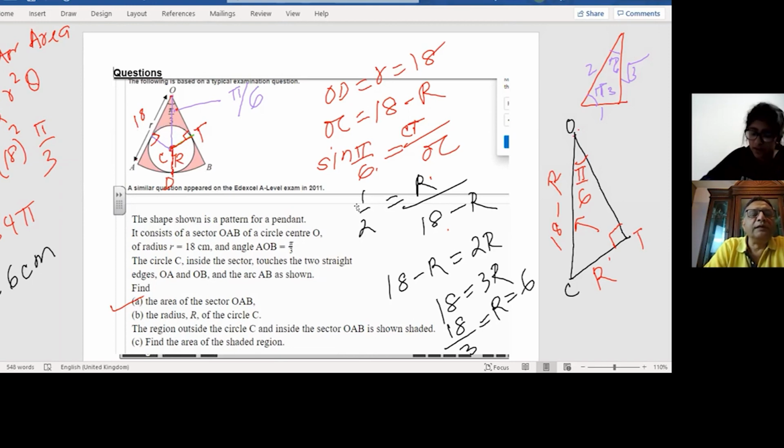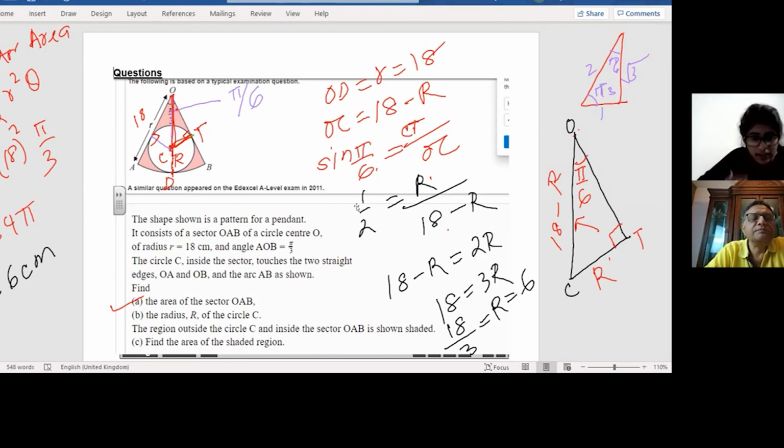Makes sense. So 18 minus r is this length. So we solved this triangle and got the value of r. Perfect. What is part C?